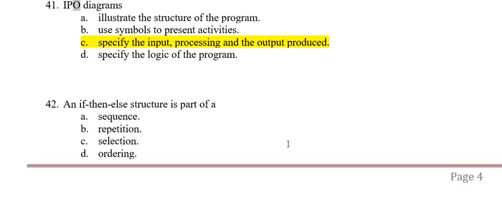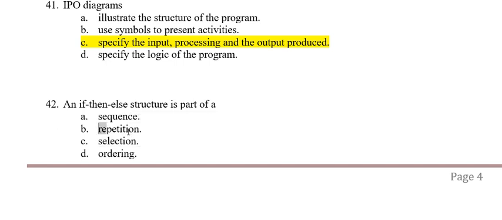Okay, so number 32. An if-then else structure. If-then. Okay, this is the programming part, right? Is part of a sequence. Let me explain some of these. Sequence means that the algorithm will flow downwards, without making decisions, without making loops. A common example would be like find the area. Just simple calculations on that.